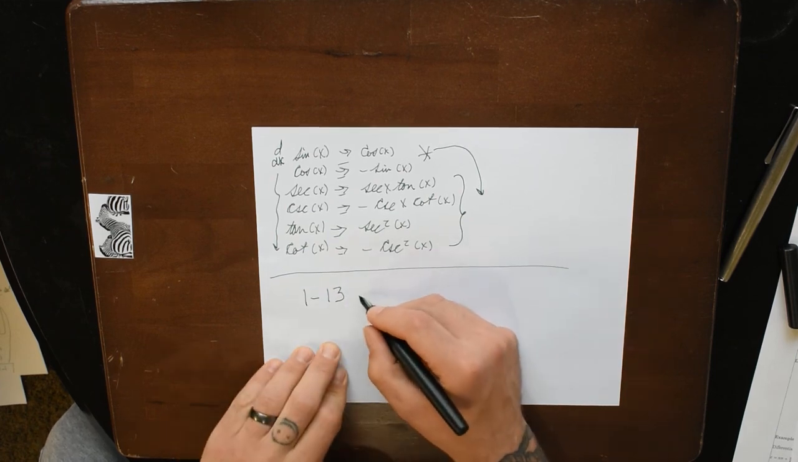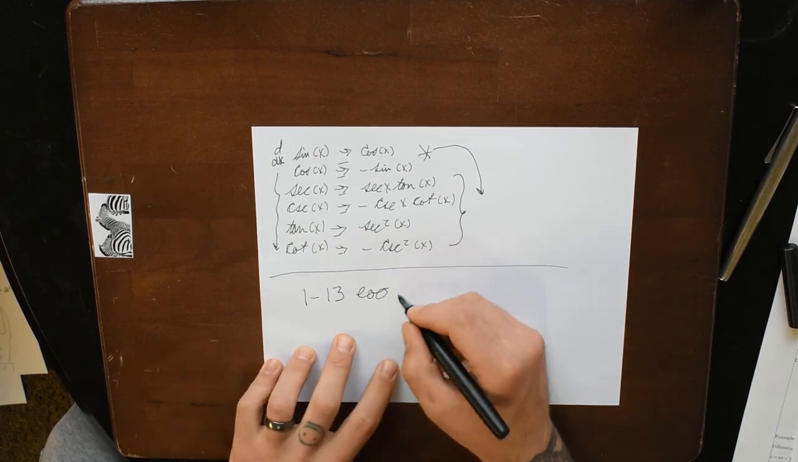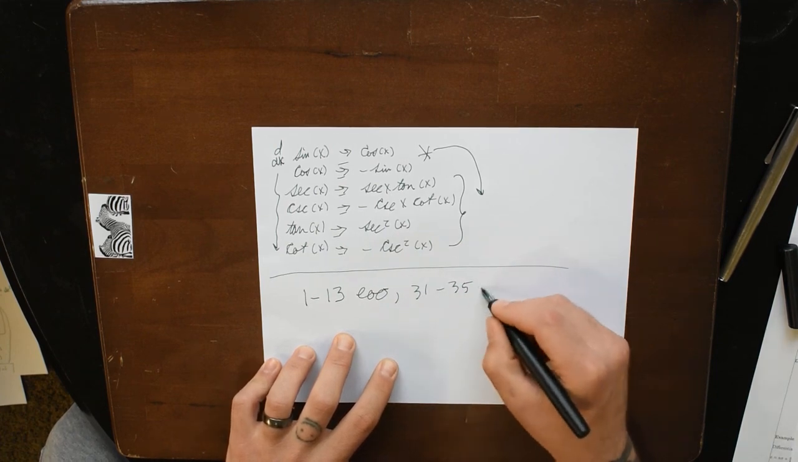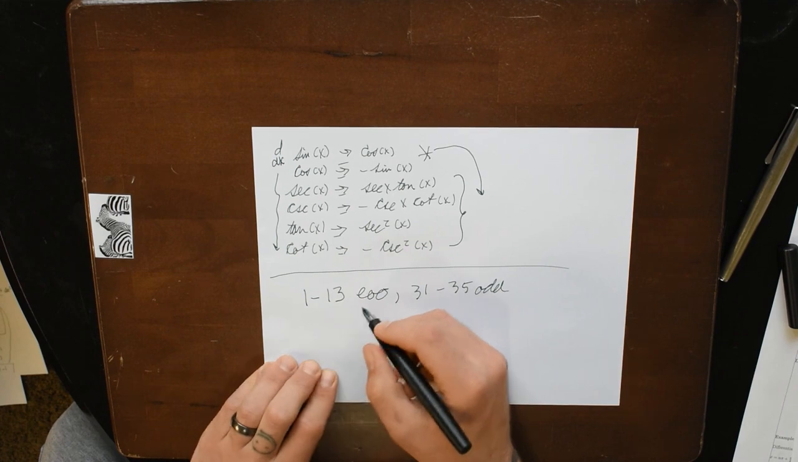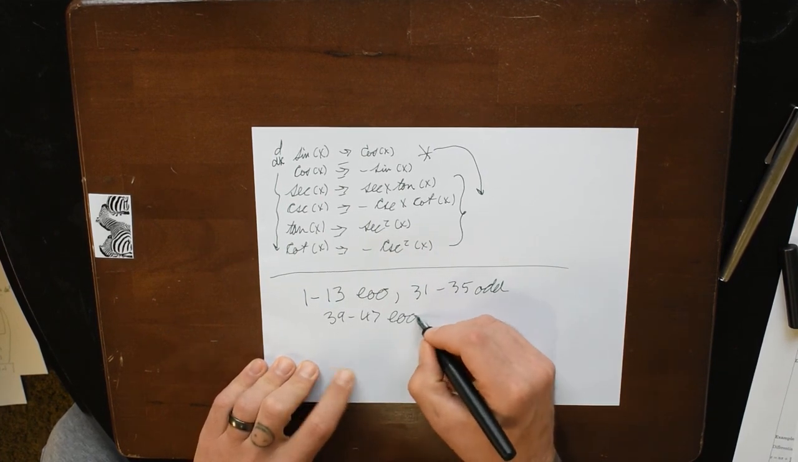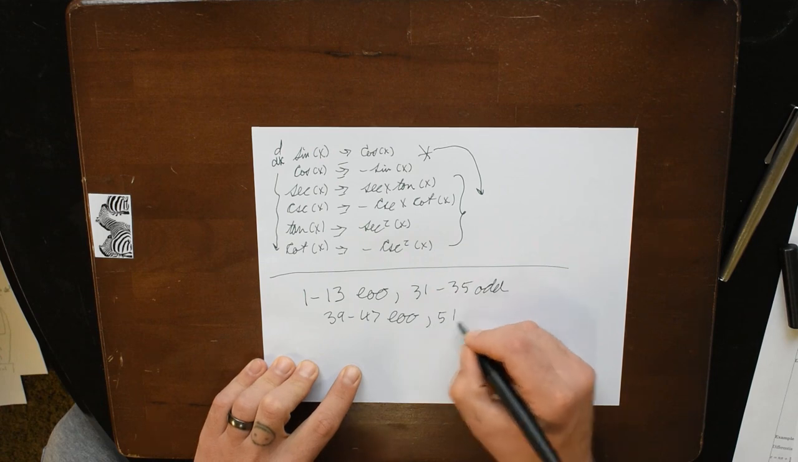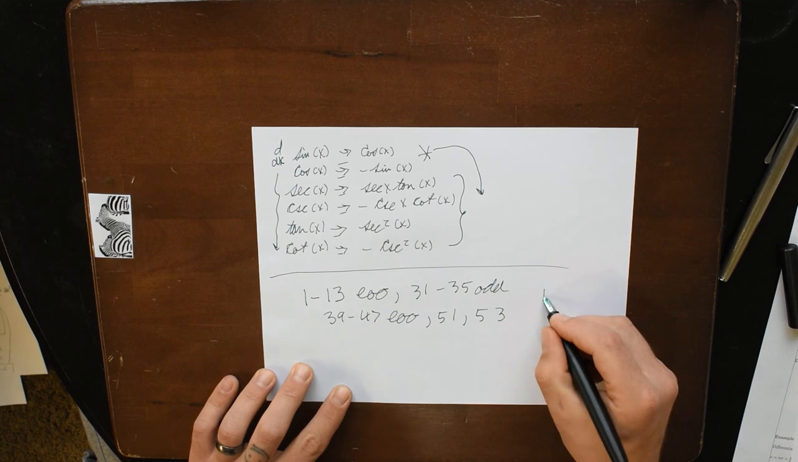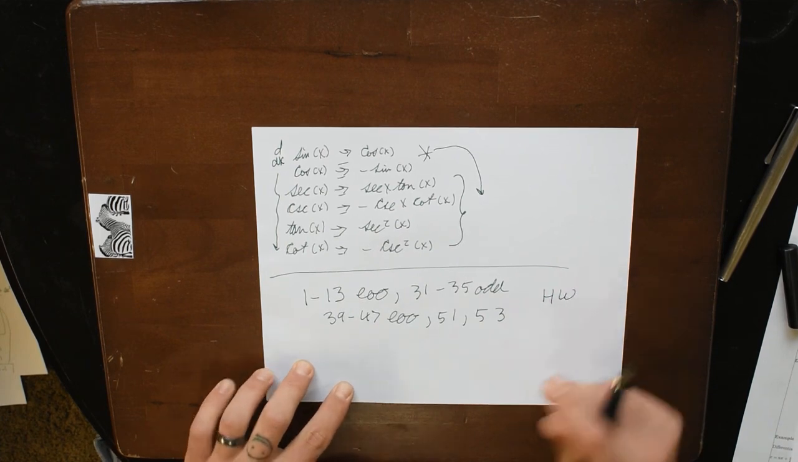Go off and do 1 through 13 every other odd. Do 31 through 35 odd. Do 39 through 47 every other odd. Do 51 and do 53. This is your guys' homework.